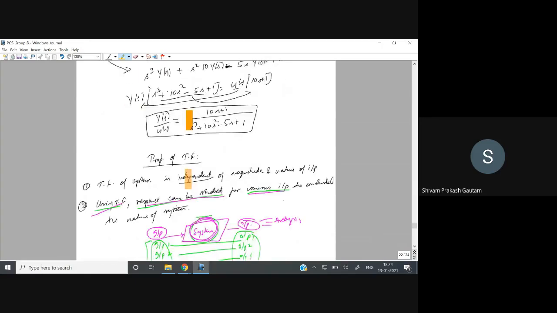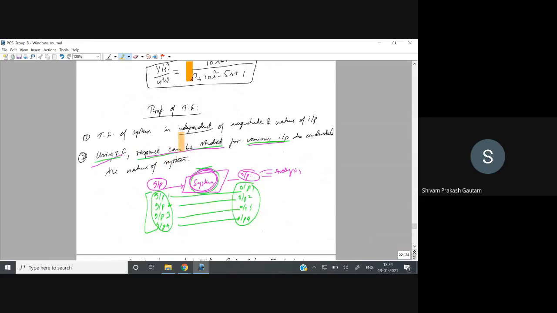Properties of transfer function, this is very important. The transfer function of a system is independent, that means it does not depend upon the magnitude and nature of the input. You can provide any kind of input, right? And you can still get the transfer function. Using the transfer function, response can be studied for various inputs.